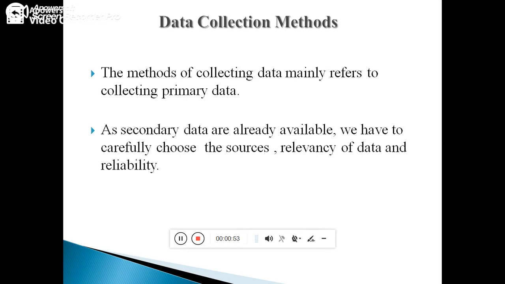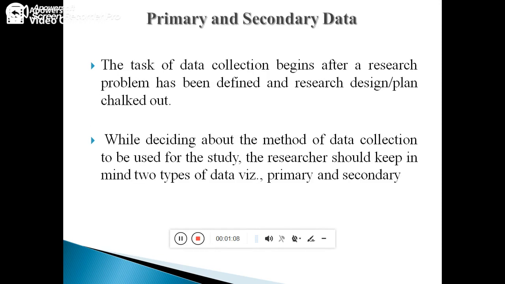Next are the data collection methods. Mainly there are two types of data collection methods. First is the primary data collection method and the second is the secondary data collection method. The task of data collection begins after a research problem has been defined and the research design plan chalked out. So data collection starts in research whenever the definition of a specific research problem has been completed. After that, the data collection process starts.